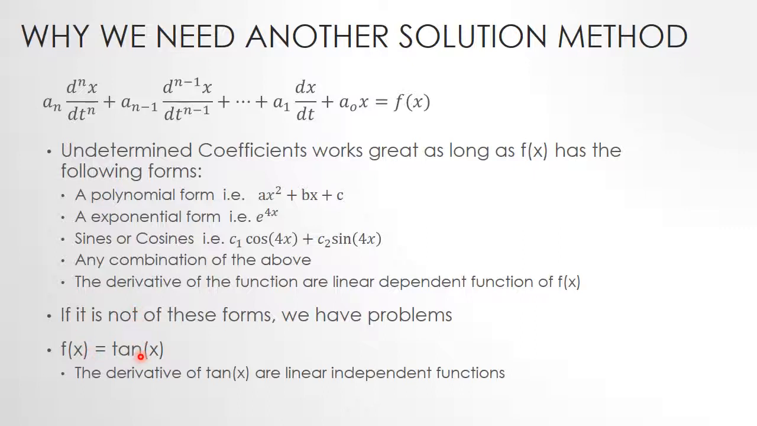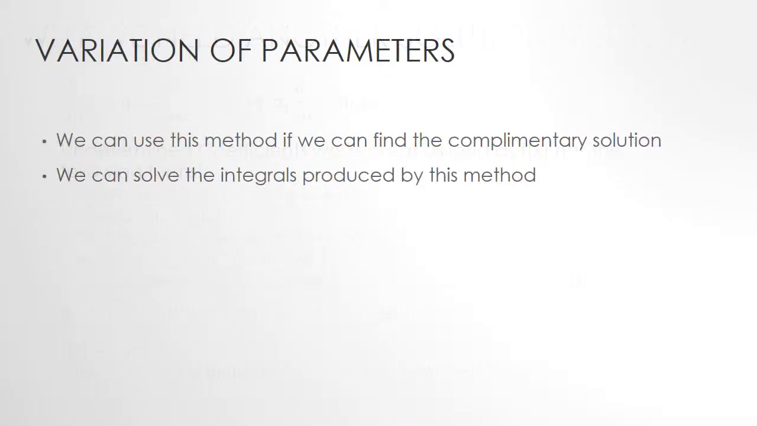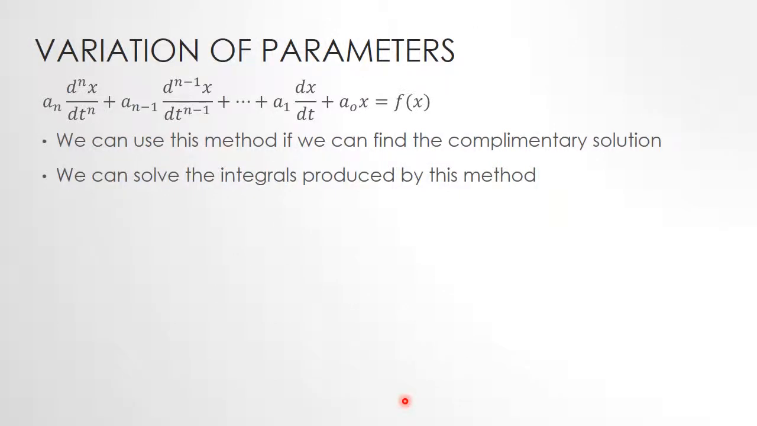If you take a derivative of tangent x, then what you get is a function that's linearly independent of tangent x. And so our method of undetermined coefficients fails to find a solution to these problems. So we have to come up with a new solution and call this solution variation of parameters.